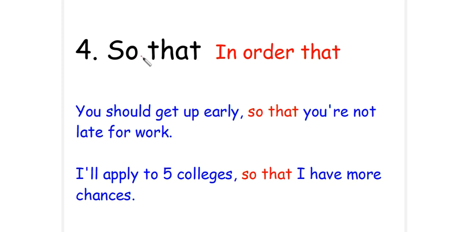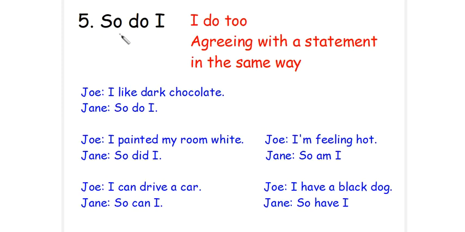So that, okay, so these two words come together. So that, it means in order that. Again, this would come in the middle of a sentence. You should get up early so that you're not late for work. So that, in order that. Okay? I'll apply to 5 colleges so that I have more chances. Okay? Next. Number 5, so do I.